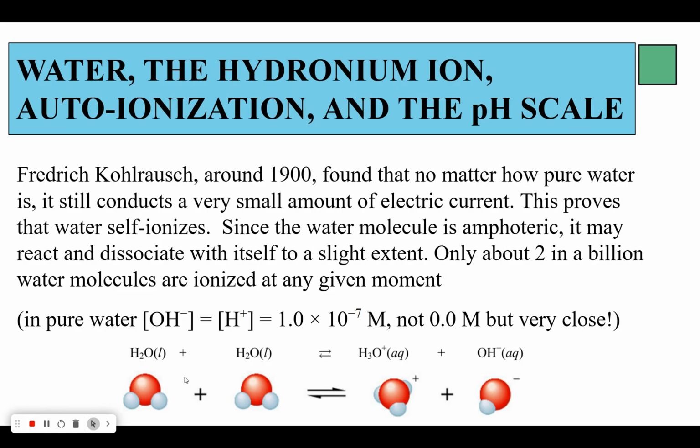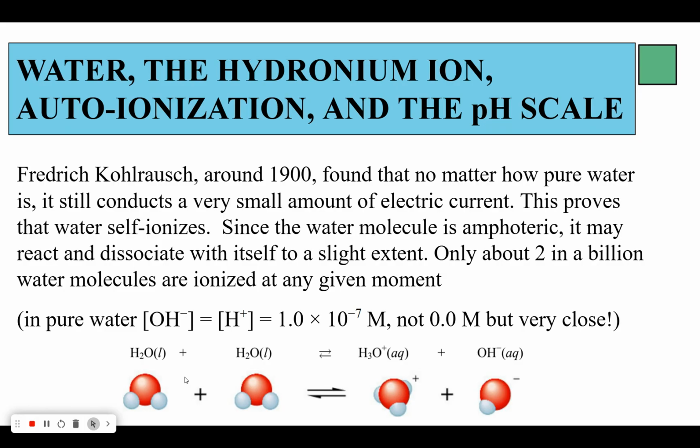And that means that water is what we call amphoteric. We talked about this word a little bit at the beginning of our unit, those basics. It just means that it can act like an acid or a base. So it can react, dissociate with itself to a slight extent. Only about 2 in a billion water molecules are going to be ionized at any given moment. But if we've got ions, we can conduct electricity.